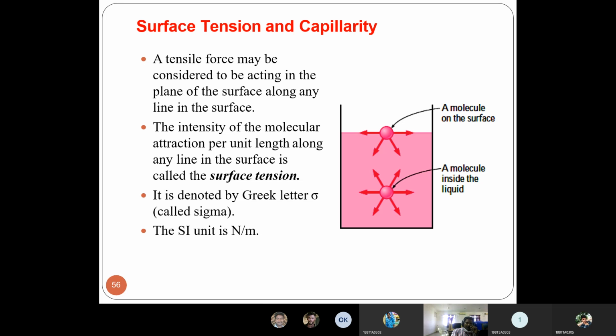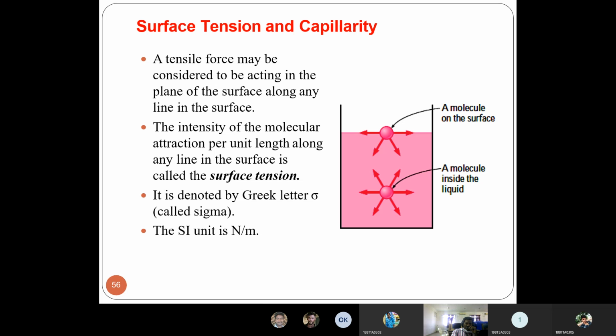But here, for the molecule present on the surface, these cohesive forces are not balanced. Because of these unbalanced cohesive forces, there is a net force. This net force causes a tension. It forms an imaginary surface in between this molecule and the surface.